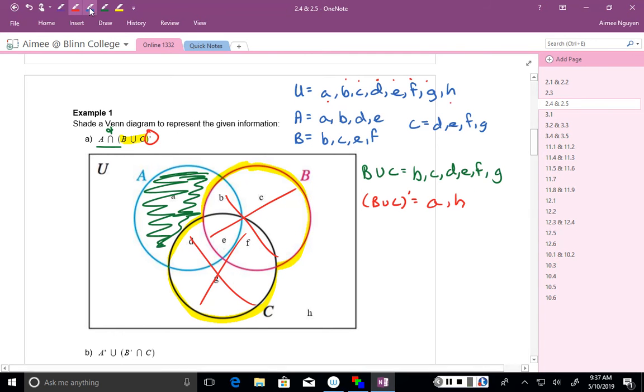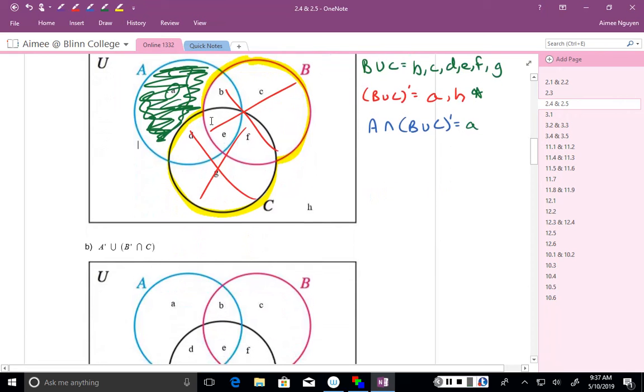And now I can do my last portion of that. So the last portion of that says A intersecting B union C complement. And so now I'm going to look at A. And I'm going to look at my answer here. And I'm going to say, what do they have in common? And the only thing they have in common is A. And so again, the only portion that gets shaded over here is that portion which is just the A. So the answer is that portion that is shaded.